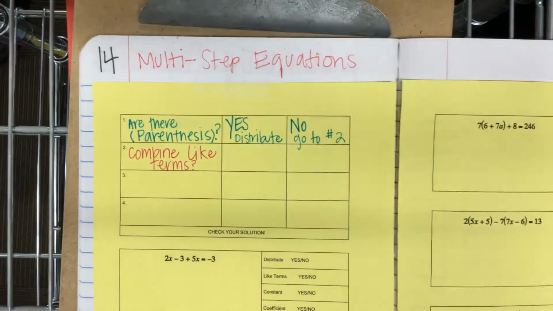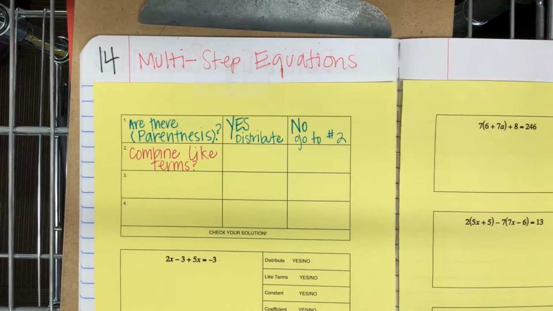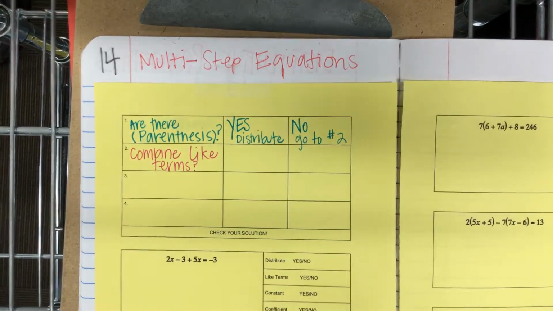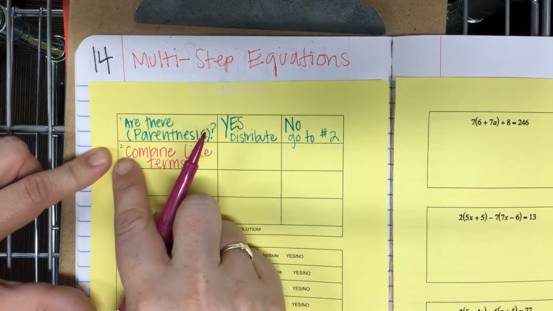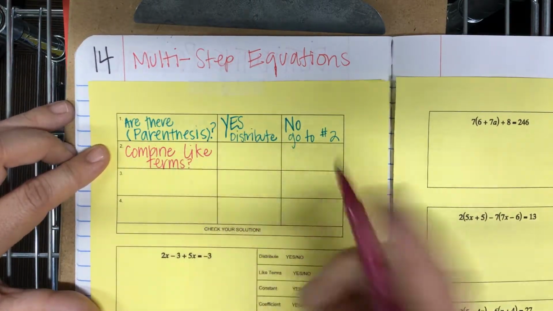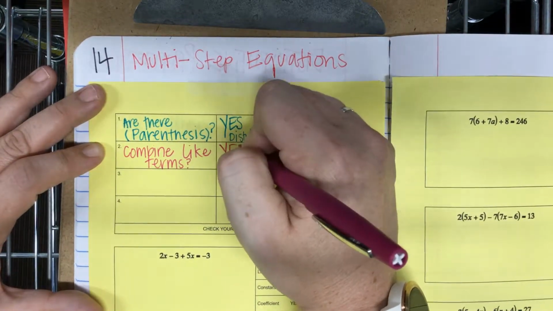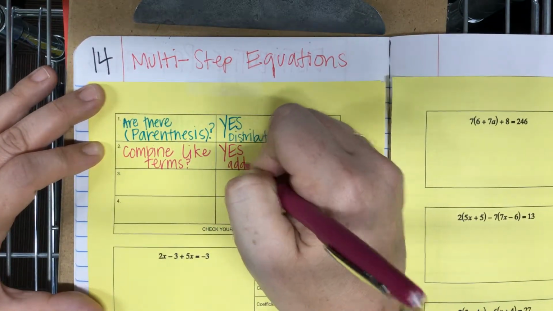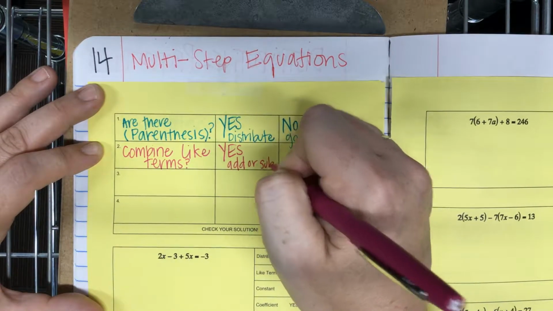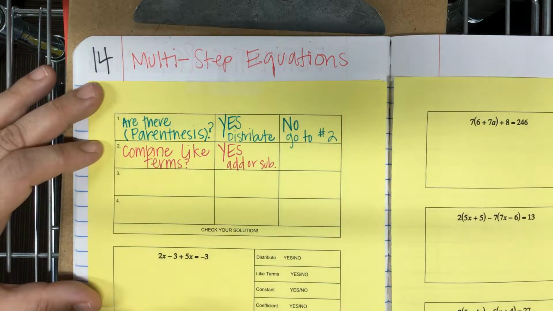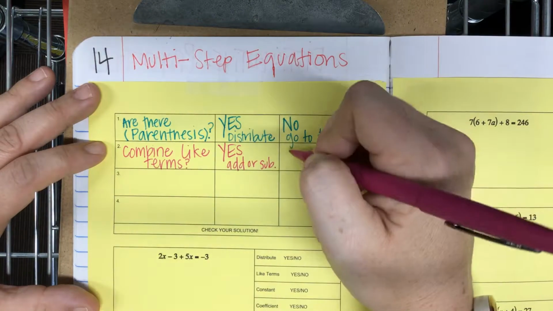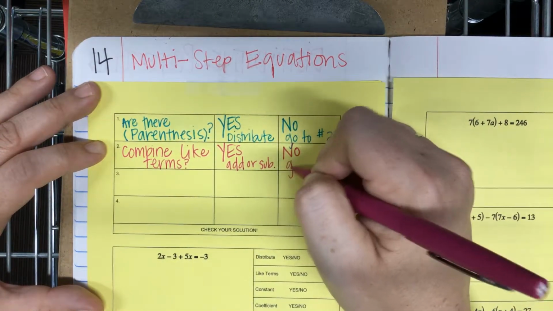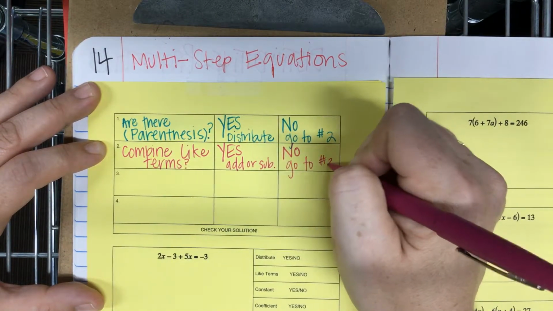So step number 1, question number 1, we ask ourselves, are there parentheses? Yes, we distribute. If no, we skip it and go to number 2. Number 2 is, are there like terms? If the answer is yes, we add or subtract. We combine them, right? Combining is when we put them together. Add or subtract. If the answer is no, we go to number 3.